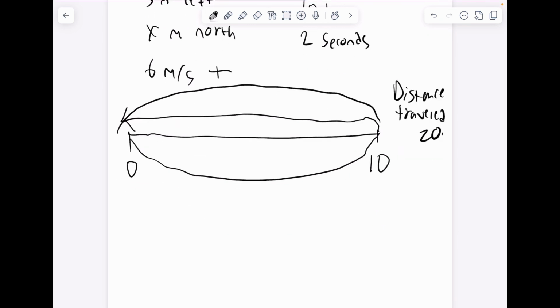Now, if we were to take displacement, which is a vector quantity, unlike distance traveled, which is a scalar, then we would actually find that we've gone 0 meters because we went 10, but then we also went back to our original position. So our displacement is 0.